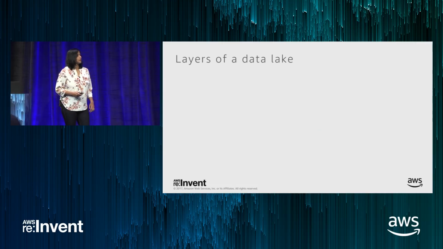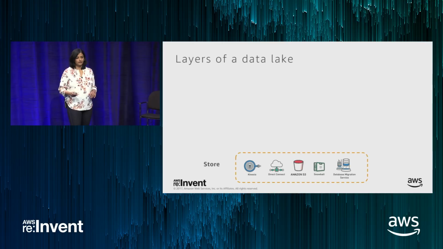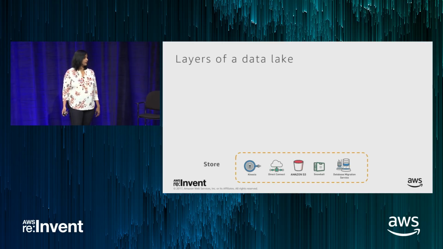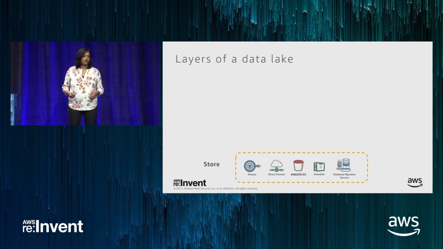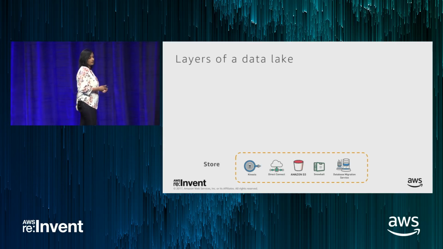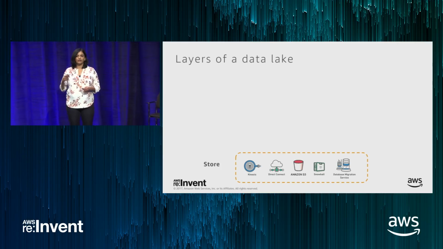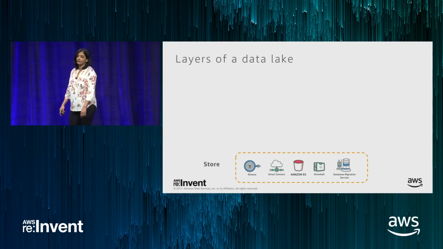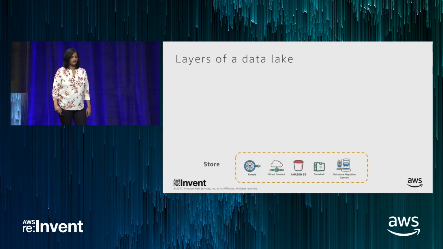So let's take a look at what a typical data lake looks like and what the layers of that data lake are. You have your storage or ingest layer. If you're building your data lake on Amazon S3, you have a variety of AWS services that will allow you to ingest data, from bulk transfer using a Snowball, to continuous replication of your data using Database Migration Service, to streaming your data in with Amazon Kinesis.